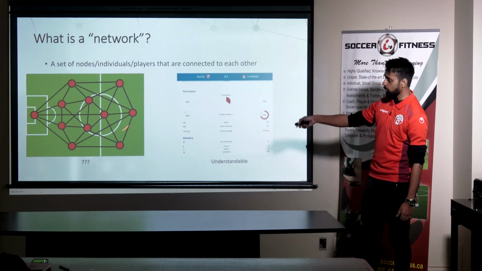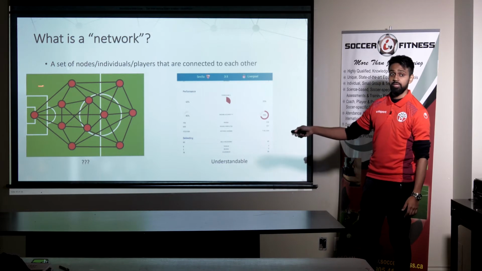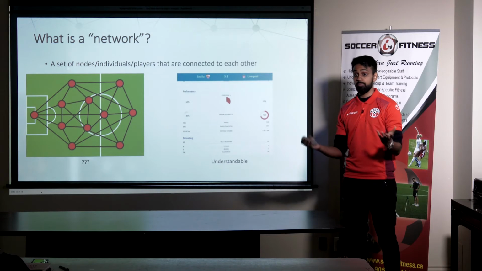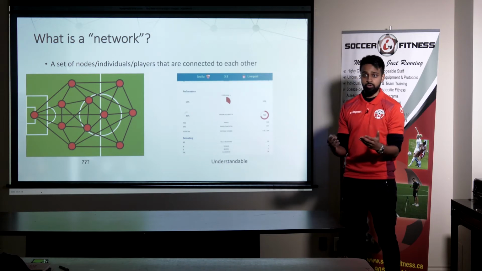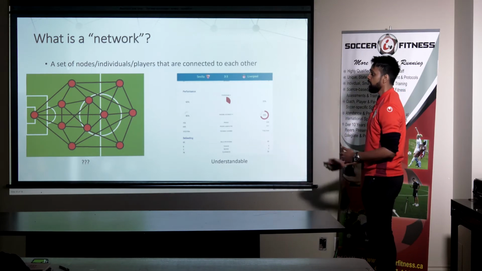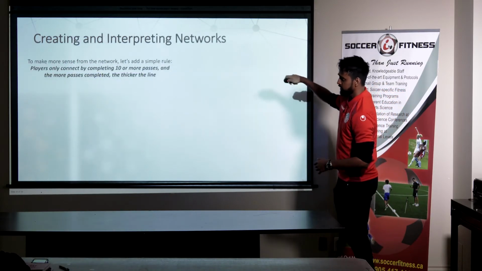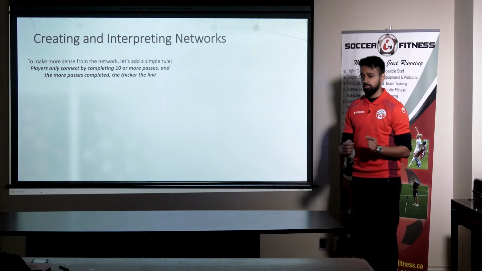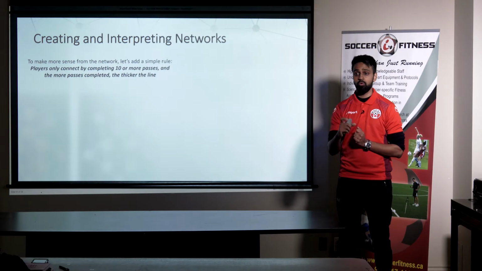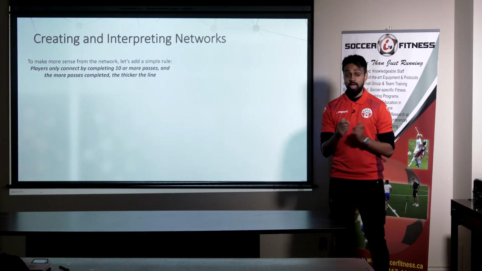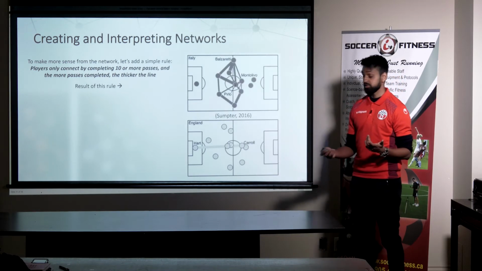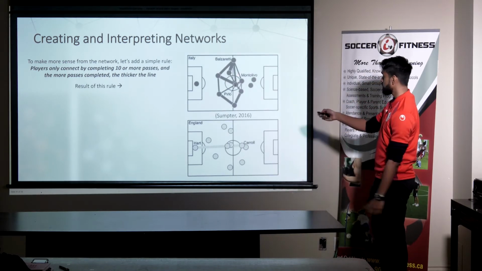So the problem with our network as we've defined it right now is we haven't really set any rules. We just said every player can pass to any player on the field, which is true, but it's kind of simple. That's not actually how soccer works. So we've got to add some rules here. Maybe the first one, a simple rule, is to only draw a line between a player and another player if they've connected more than 10 passes. And the more passes they connect, the thicker the line. And so now we get networks that look a bit more like this.